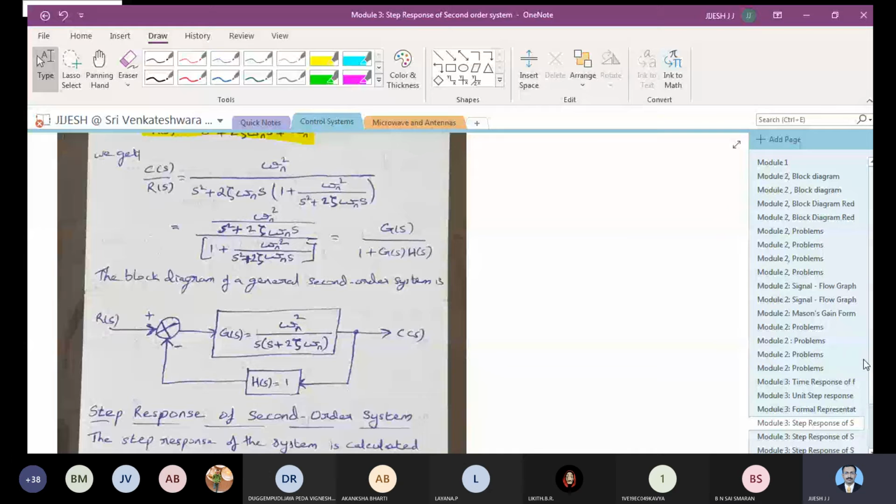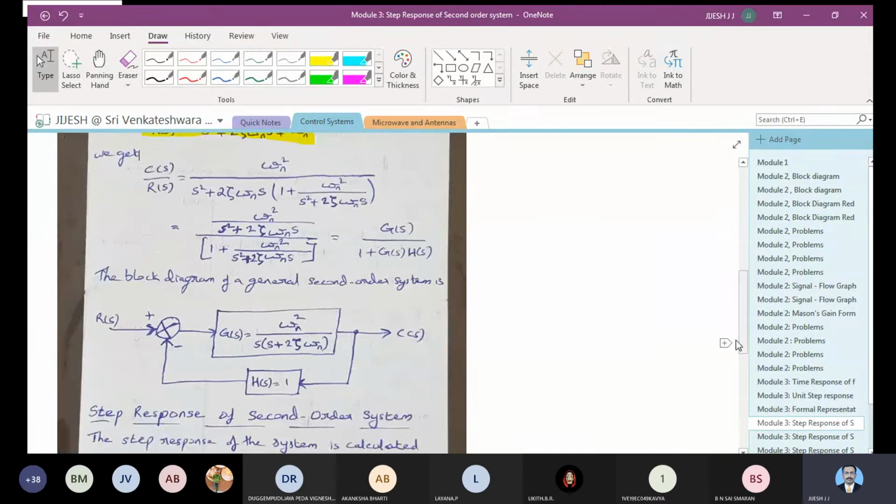So C of S by R of S, you got G of S divided by 1 plus G of S H of S. So you can understand it is a negative feedback mechanism, and you have represented the second order system in block form. G of S is omega n square divided by S into S plus 2 zeta omega n, and H of S is equal to 1. These are all representations of second order system. We have seen the transfer function for second order system: omega n square divided by S square plus 2 zeta omega n S plus omega n square. This equation we will need again and again.